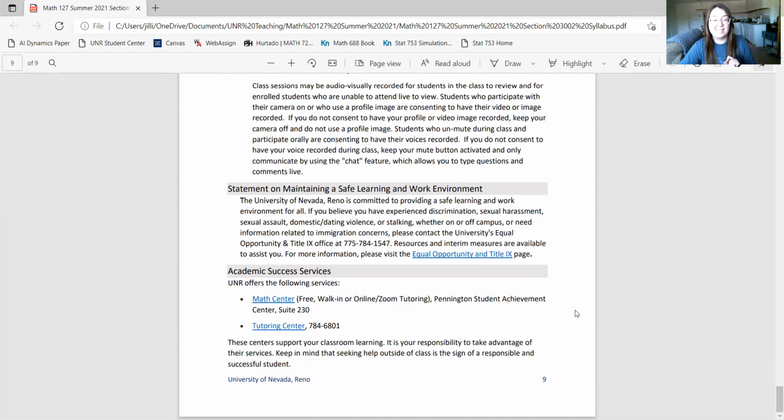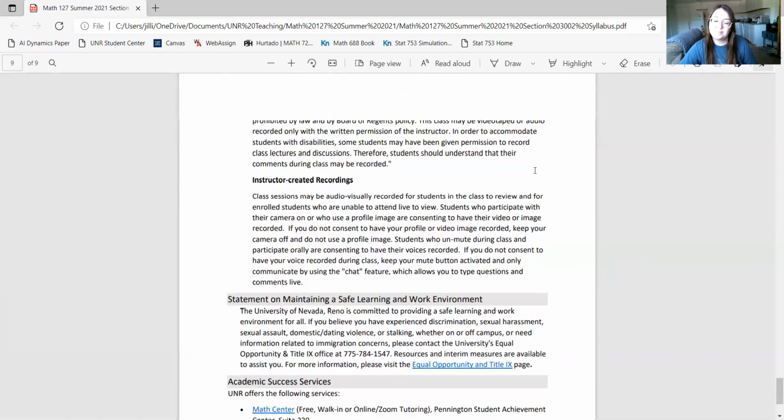We have the Math Center, which I highly recommend going to if you would like extra help. The Math Center is open, so you can actually walk in person. It's free. They also do online. It's in the Pennington Student Achievement Center, Suite 230. I have the Math Center linked in our important documents in Canvas. So under the important documents module, we have the Math Center linked there. I also wrote the hours that they are available. So if you click on that link, and it is within the normal hours, you can get somebody to help you on your homework at that moment. So it is a really, really helpful resource. I highly suggest that you utilize it to your advantage.